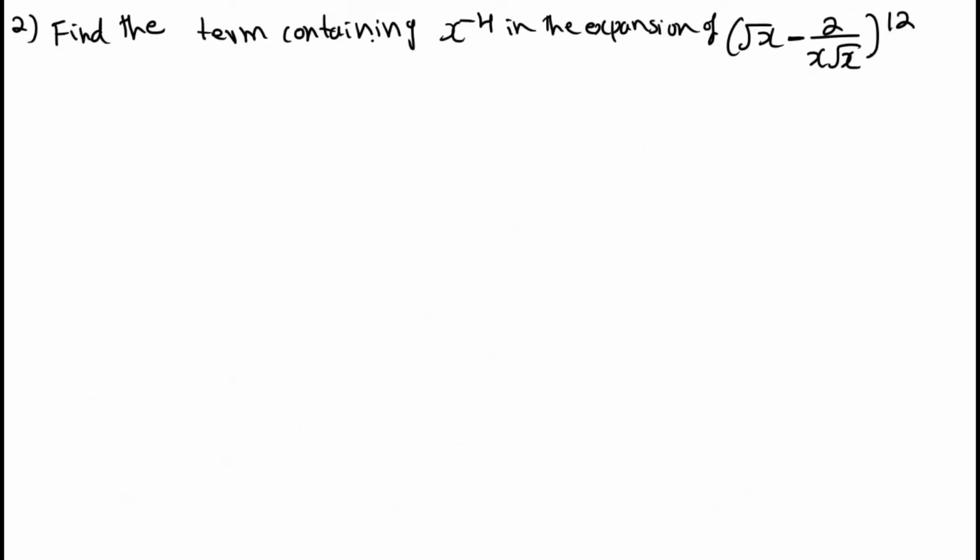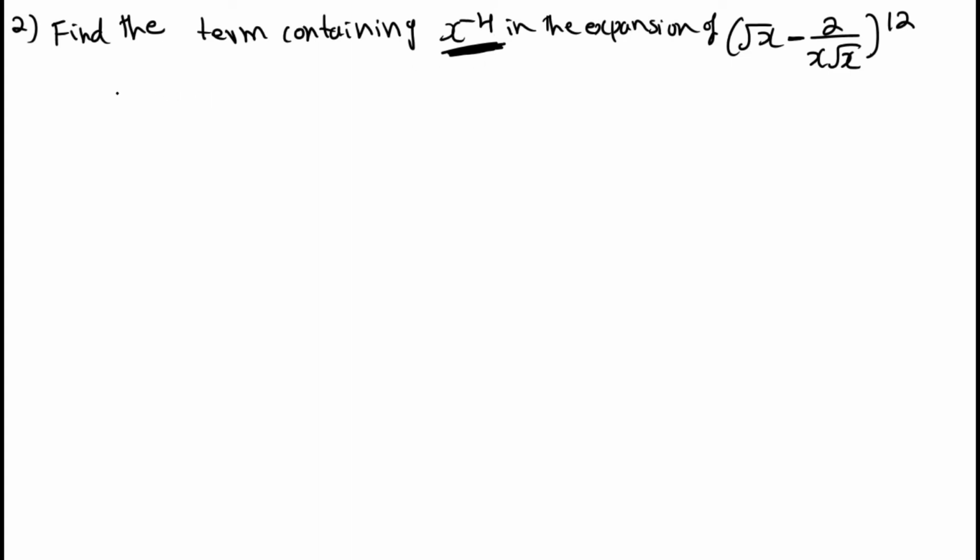Find the term containing x to the power minus 4 in the expansion of root x minus 2 by x root x, the whole to the power 12. Question is the same. You need to calculate the coefficient of x to the power minus 4. Now you know, right, which term you need to compare with the general term? x to the power minus 4.